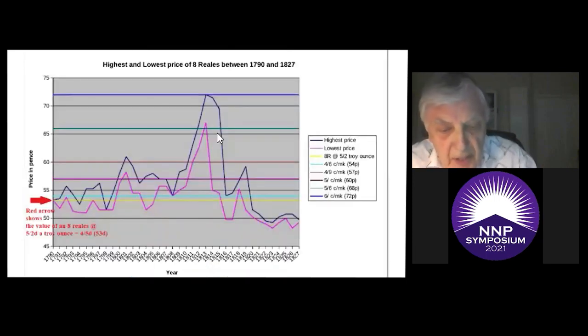From this graph, based upon the previous one seen earlier, we can see the maximum and minimum purchase price for an 8 reals on the London bullion market for each year from 1790 to 1827. The dark blue line on the graph is the highest price for silver in any given year.